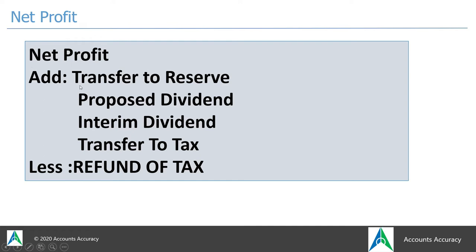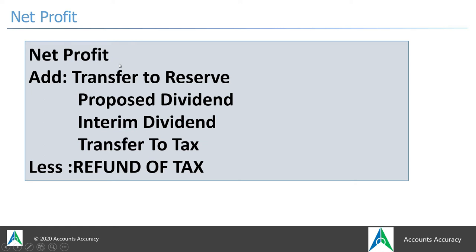In that, what we do is add the transfer to reserve. Why? Because reserve is also a part of net profit that we have already kept aside, but still that reserve amount is part of the operating profit which we keep aside. And again, the proposed dividend and interim dividend, all these are part of net profit, because this is given to the shareholders when the company receives a large amount of profit. Then there is the provision for tax. Tax is paid to the government from the net profit only. So that's why we need to add these 4 items to the net profit.